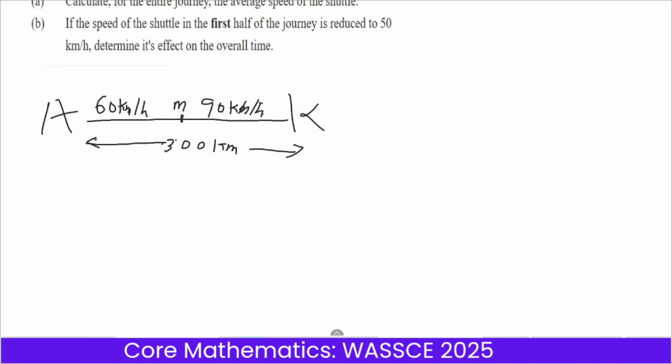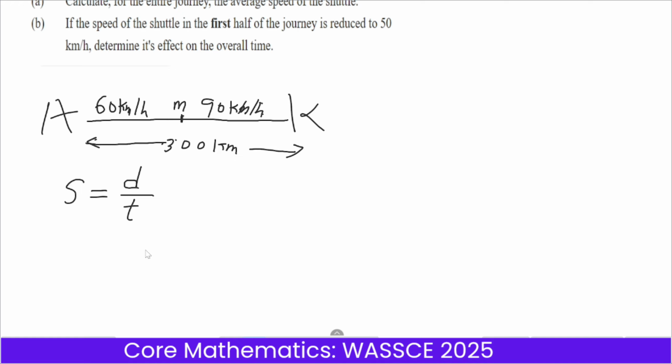The first question is asking us to calculate for the entire journey, which means the shuttle moving from point A to point K, the average speed of the shuttle. And we all know that the average speed of a moving vehicle, in our case a shuttle, which we call S, is equal to the distance, D, over the time taken, T. Now, we need to break the question into two equal parts so that we can easily get our answer for A. The first half of the journey we will tackle separately, and the second half we will tackle separately.